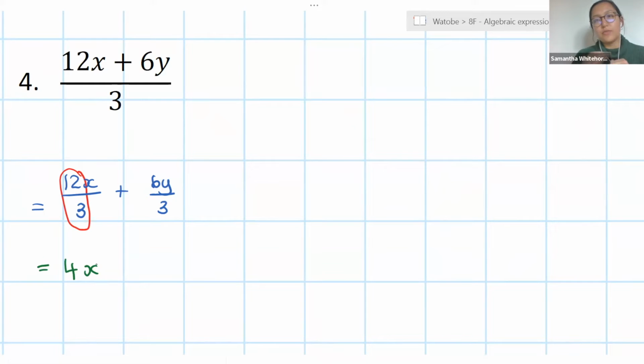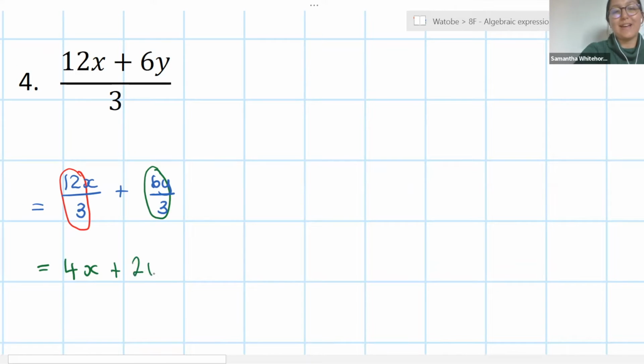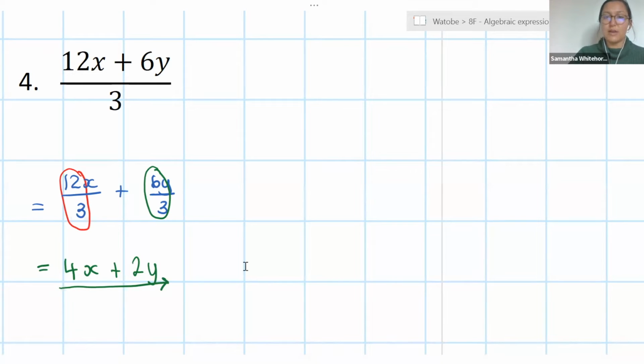Then when we go over to the second term, I've now got 6y divided by 3. So I need to ask myself, how many times does 3 divide into 6? And the answer, as I can see everyone saying, is 2. Again, I can't do anything with that y. It's just going to stay there. Now, I can't add those terms together because they are not like terms. And so that's my final answer. Well done, everyone. I see those correct answers coming through. That's awesome.